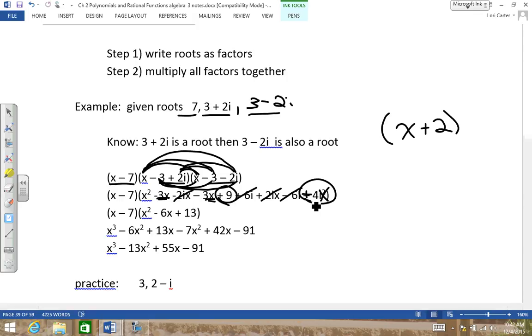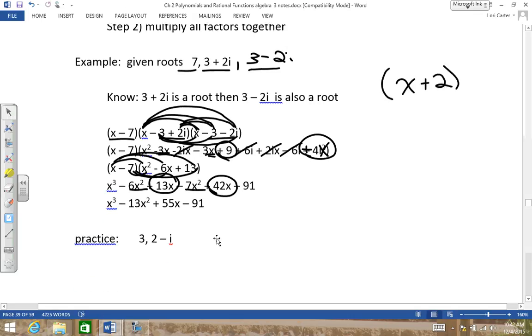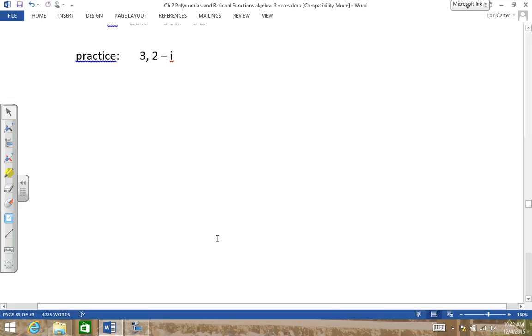Now you have to do the distribution again. And this is the old one. You've done this one for a while. X cubed minus 6x squared plus 13x. Everybody good? Distribute the negative 7 through. Combine like terms. Why do I have an ix left over? You shouldn't have an ix left over. Okay, do your practice. Check with your neighbor.